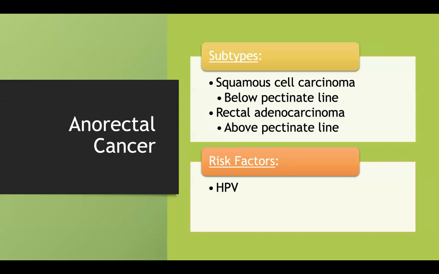So, some risk factors they want you to know for the test. They want you to know that HPV is a very big risk factor, especially for squamous cell carcinoma. Anybody who has anal receptive intercourse is at risk. It's essentially the same reason why you're at risk for squamous cell carcinoma in your esophagus: repeated inflammation and damage. And so the same thing can happen in the setting of anal receptive intercourse, where you have chronic inflammation and that can lead to cancer.